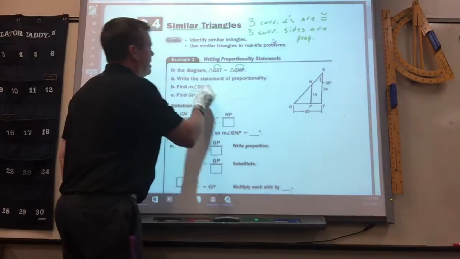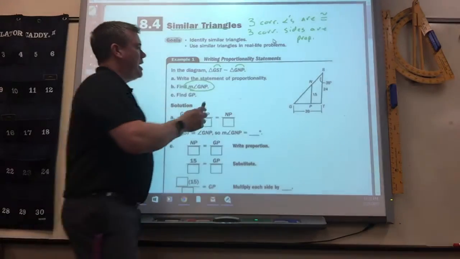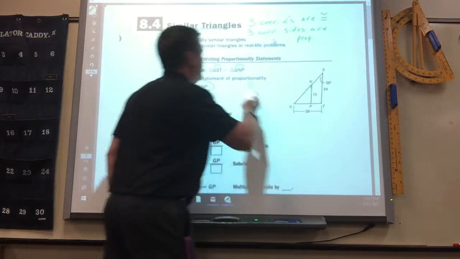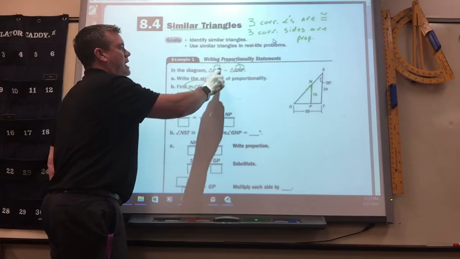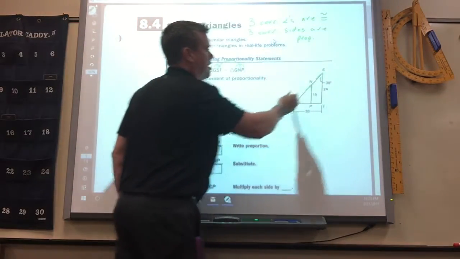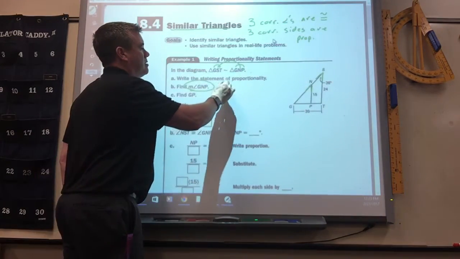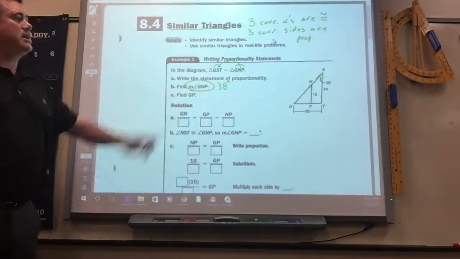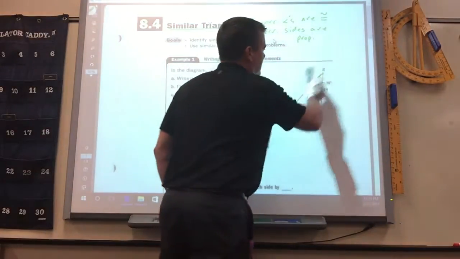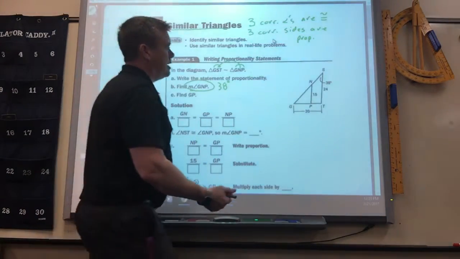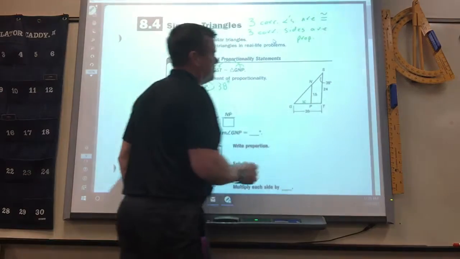So to find a missing angle, angle GNP is this angle. You can just look up here, angle N has to be the same as angle S. So that angle is 38. Okay? So the angles are the same. The sides, you got to write a proportion. Now, as long as you remember, you got to follow the same pattern. So they want GP right there.